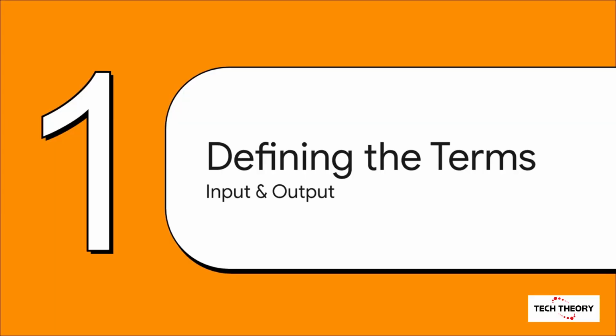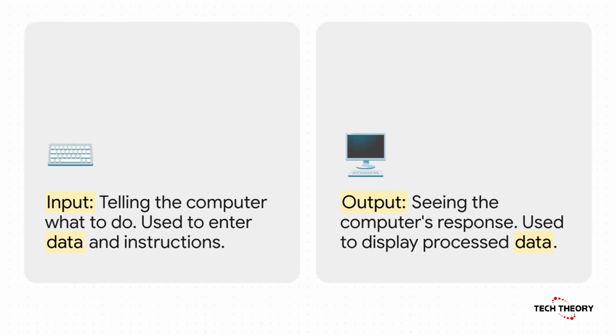All right, so to really get a handle on this conversation, we need to make sure we're all speaking the same language. Let's clearly define the 2 big players here, input and output. This lays it out perfectly. On one side, you have input. That's you telling the computer what to do, right? You're entering data, you're giving it instructions. On the other side, you have output. That's the computer's response. It's showing you the result of whatever it just processed. You talk, it replies. That's the core of it.